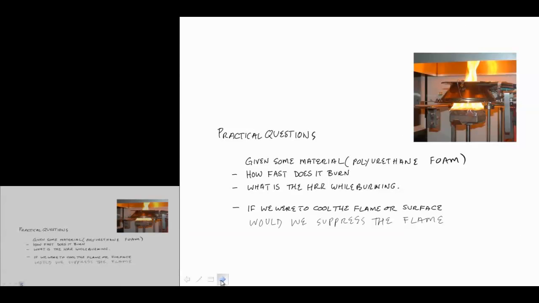So we've spoken and discussed in the qualitative sense what some of the issues are here, and so we might have some practical questions as to how do we actually calculate things. So given some material, whether it's a polyurethane foam or some other material, how fast does it burn? What's the heat release rate while it's burning? If we were to cool the surface, would we suppress the flame? This picture is of a combustion testing device called a cone calorimeter.